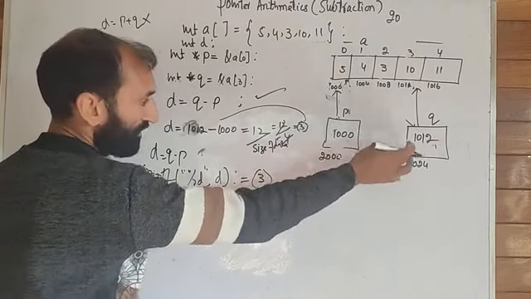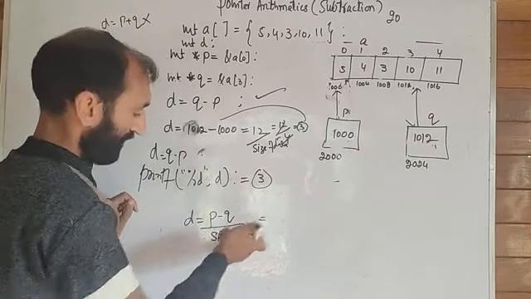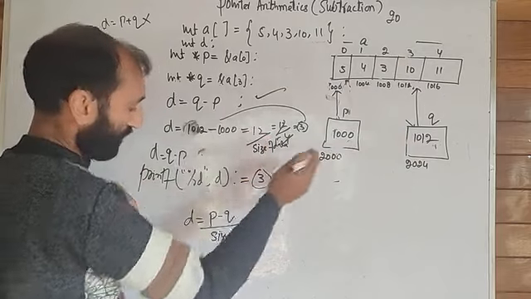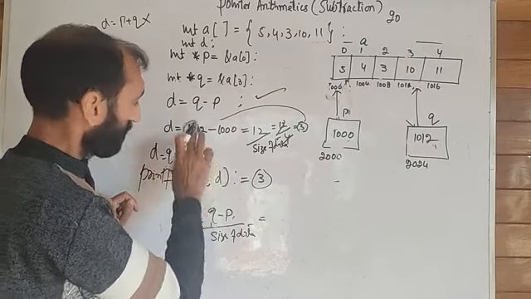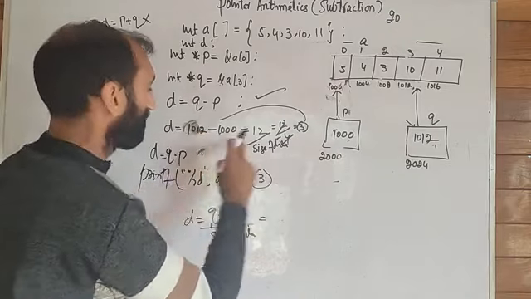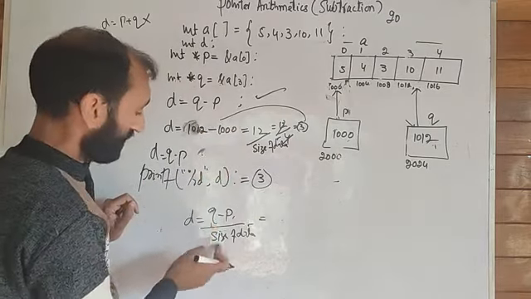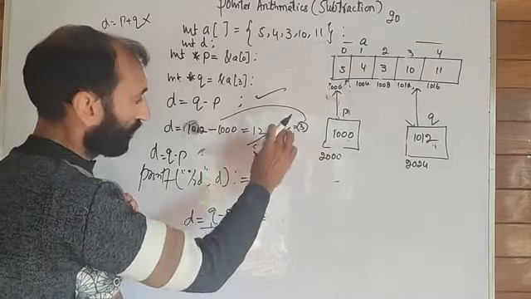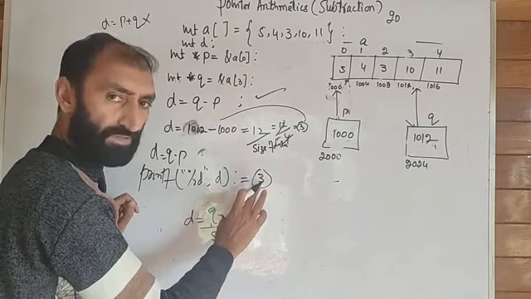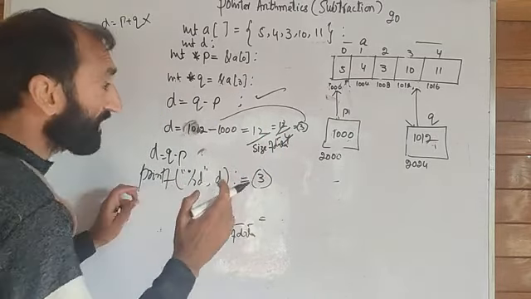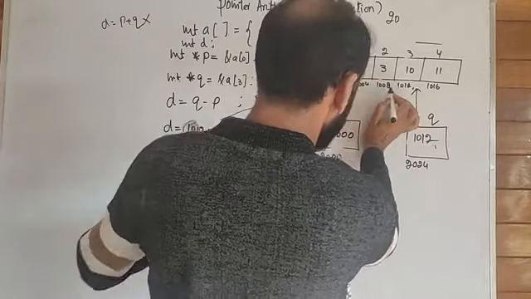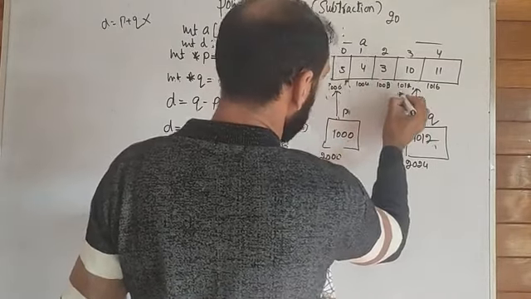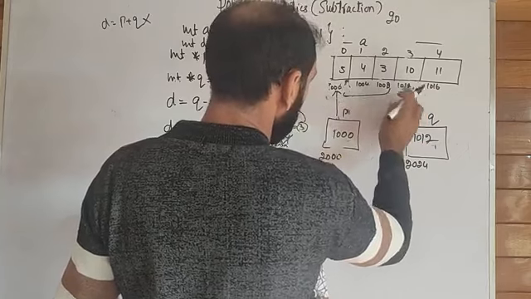P minus Q, for example q minus p. Q is 1000 and p is 1012. Divide by the size, which is 4, so 12 divided by 4 gives 3. The result is 3. What does that mean? That means the two pointers are 3 locations apart.